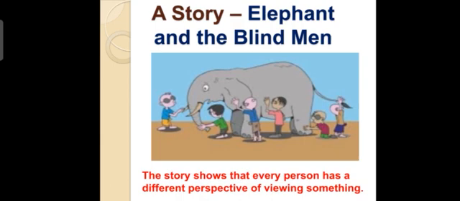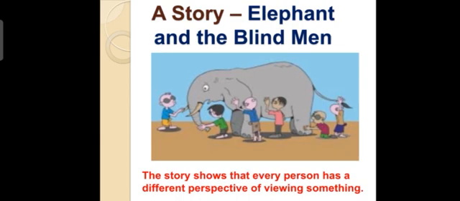The first man who touches its leg said, "Elephant is like a pillar." The second man who touches its tail said, "Elephant is like a rope." The third man who touches the trunk said, "Elephant is like a thick branch of a tree." The fourth man who touches the ears said, "Elephant is like a big hand fan."